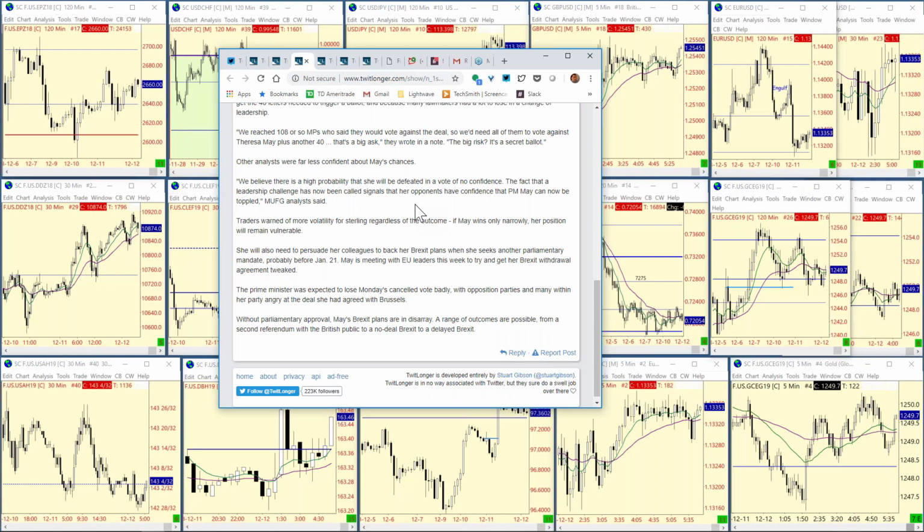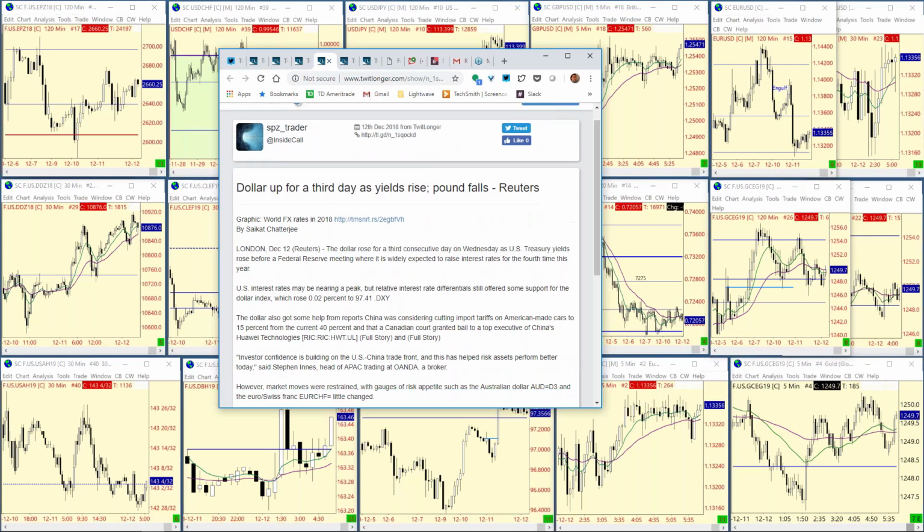May is in a meeting with EU leaders this week trying to get her Brexit withdrawal agreement tweaked. The Prime Minister was expected to lose Monday's cancelled vote badly, with opposition parties and many within her party angry at the deal she agreed with Brussels. Without parliamentary approval, May's Brexit plans are in disarray. A range of outcomes are possible, from a second referendum with the British public to a no-deal Brexit to a delayed Brexit.